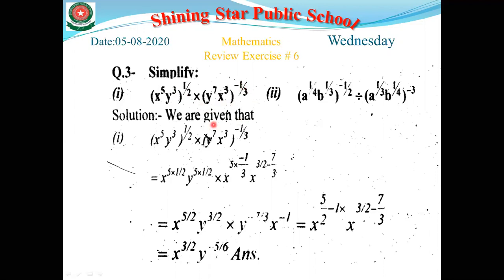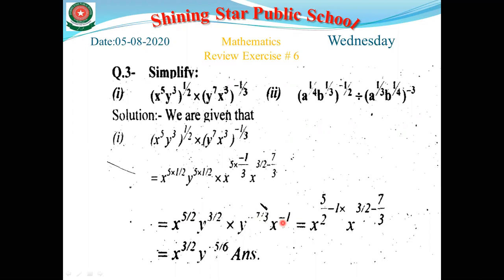Now it's very simple. We have to apply the 1 over 2 inside the bracket. So 5 multiply 1 over 2, 3 multiply 1 over 2. Okay. And here is y power 7 and x power 3. Now very simple, we multiply minus 1 over 3 inside the bracket. Okay. So it becomes 5 ones are 5, 5 over 2. 3 ones are 3, 3 over 2. Multiply by y power 7 multiply minus 1 over 3, which is minus 7 over 3. And 3 multiply 3, 3 multiply 1, 3 and 3 cancel, minus 1.